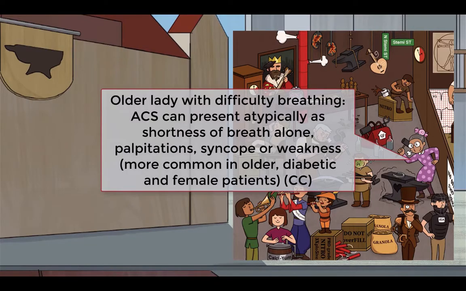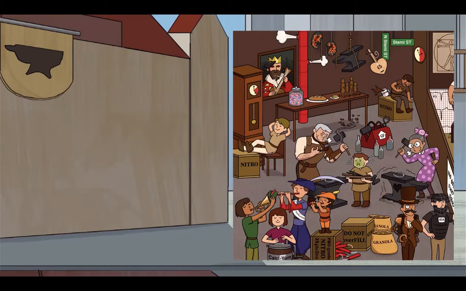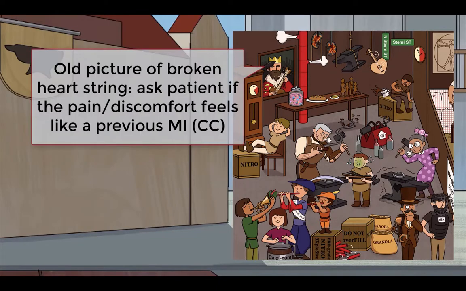Of course, there are always those patients who just gotta be different and present with so-called atypical symptoms. These are things like shortness of breath alone, palpitations, syncope, or weakness. Atypical symptoms of ACS are more likely to be seen in older, diabetic, and female patients. Also, always ask a patient about previous MI and if this pain is like the last time he or she had a heart attack.